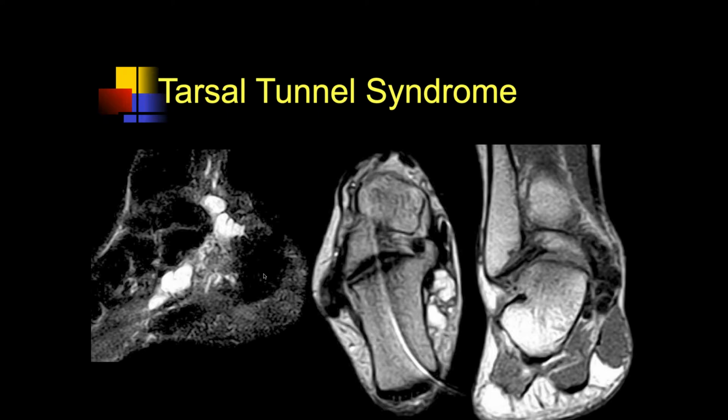Here we can see bright T2 signal, kind of macrolobulated, along the tarsal tunnel. You can see there's definitely going to be compression of the tibial nerve and the medial plantar and lateral plantar nerves here. It doesn't look like a typical ganglion cyst to me. I mean, it could be a macrolobulated ganglion cyst, but it doesn't look like that.